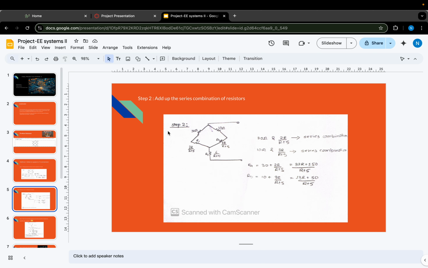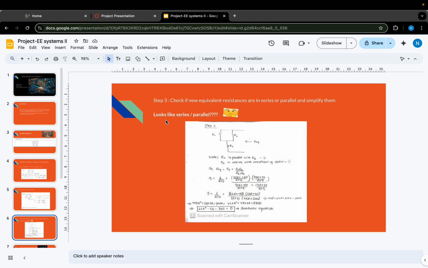Step 2. Here are the series combinations. 30 ohm and 2R by R plus 5 are in series because they don't have any elements in between them, and the same current is flowing through them, and this one is also in series. So you have to find R equivalent, which is 30 plus 2R by R plus 5, and here it is 10 plus 3R by R plus 5. These are the series combinations, and this whole configuration is in series with 6 by R plus 5.